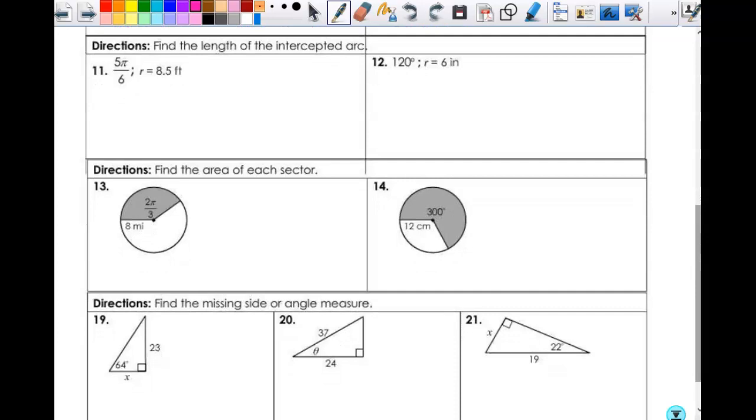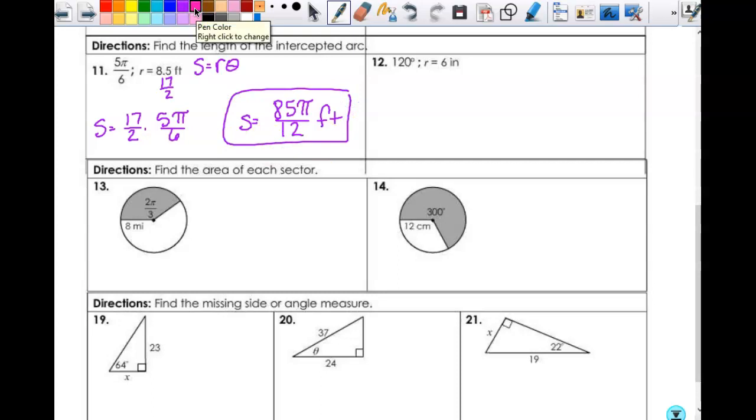But I want to find the length, so my arc length formula is S equals r theta. I have the radius, I have the angle. So 8.5 is the same thing as 17 over 2. So S is equal to 17 over 2 times 5 pi over 6. I can't reduce here or here, so I just have to multiply 5 times 17, and I get 85. So it's 85 pi over 12 feet.